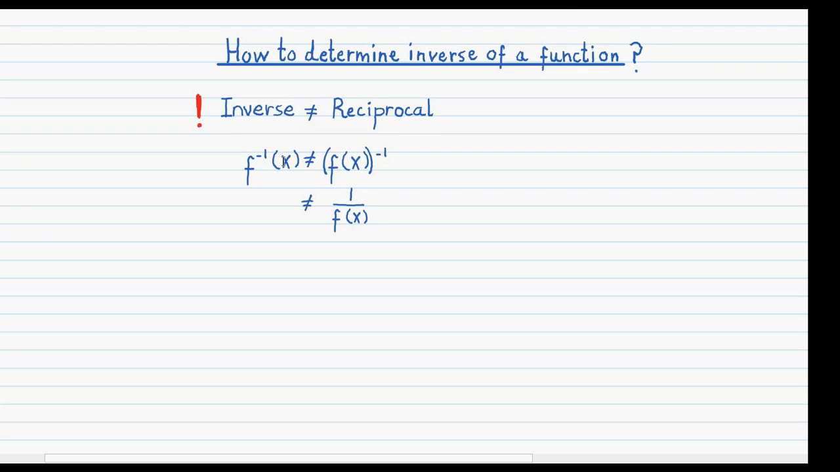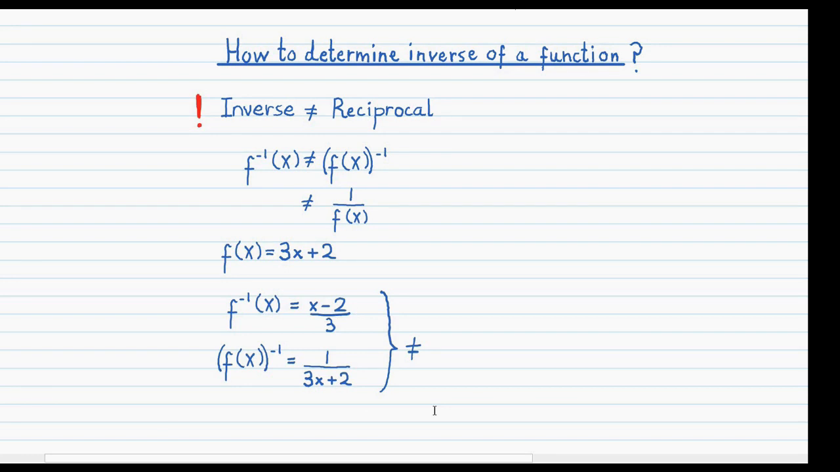The difference can be seen using the 3x + 2 function we've already been looking at. The inverse function would be (x - 2)/3, and the reciprocal would be 1/(3x + 2). Both of these are clearly very different. That was very important to first clear up, but now moving on to how you actually determine the inverse.